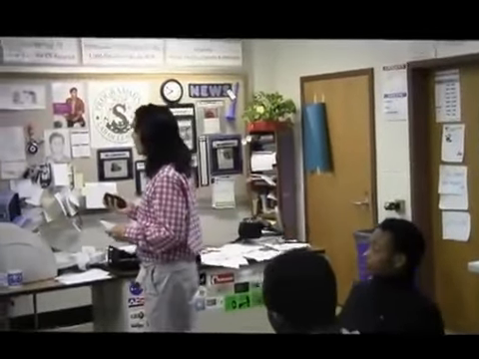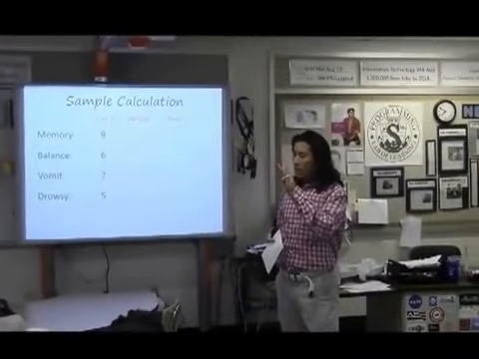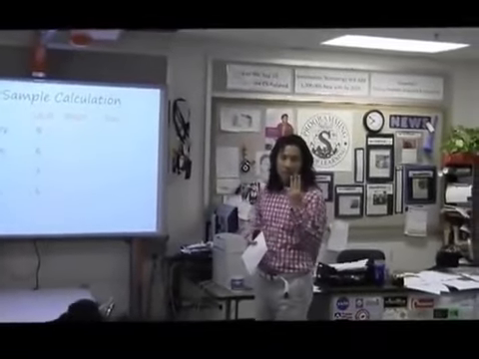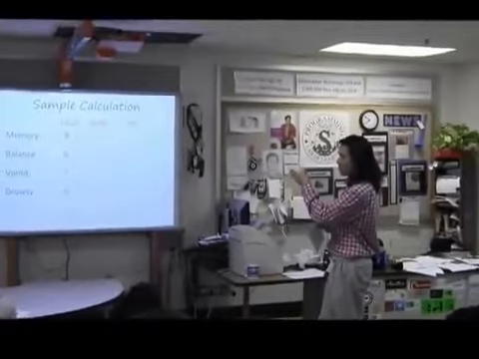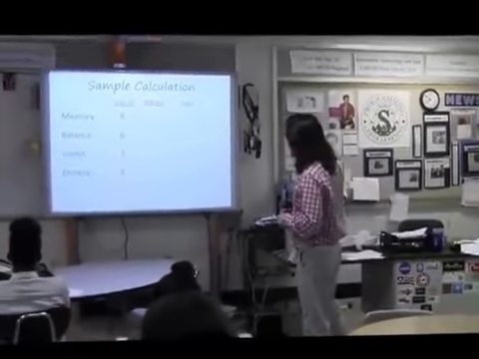Take your ratings for person number 3, the one that everyone agreed should stay out, right? Take your ratings for number 3. By the way, these aren't the ratings for number 3. These are just sample numbers. Take your ratings for person number 3.